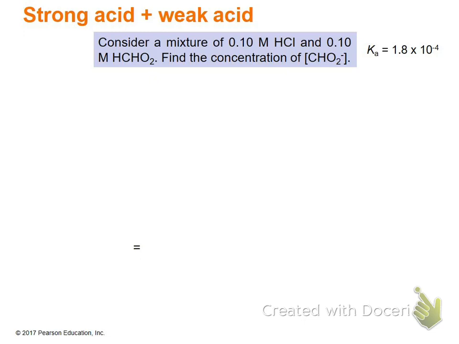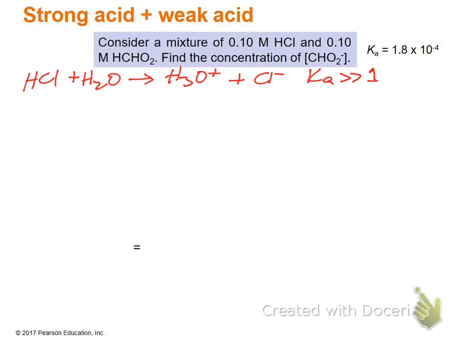How do we find the concentration of the conjugate base, formate ion, CHO2 minus? All right, so we're going to write the reaction equation for the strong acid first. So we have HCl plus H2O, single arrow, and you get H3O plus and the conjugate base, chloride ion. And the Ka of this is a lot greater than 1.